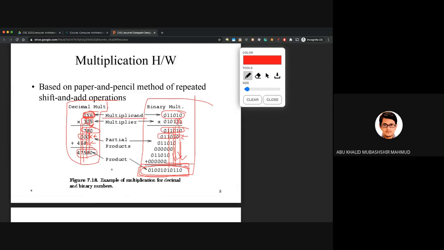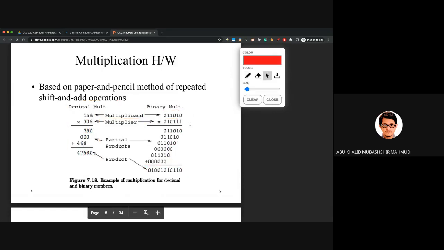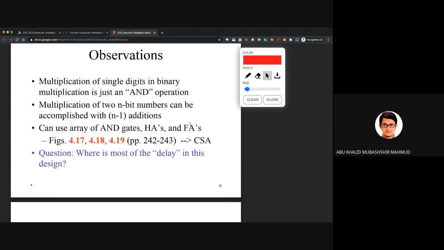This is what happens when we perform the multiplication operation in the binary number system. I hope you get that. So let's move on forward. These are the observations right here. The multiplication of single digits in binary multiplication is just an AND operation. Why do we call this just an AND operation? It is because like this.